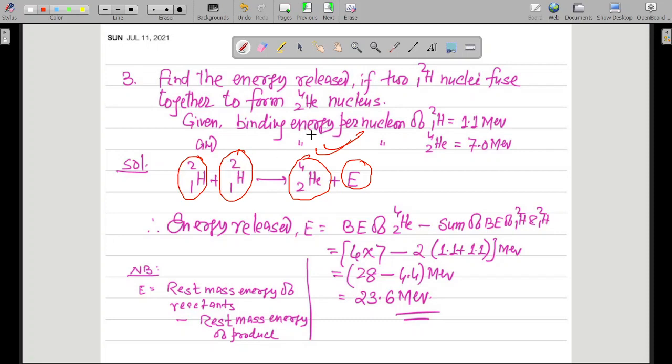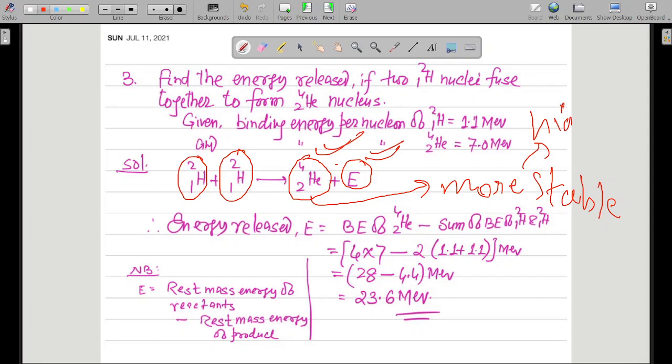As the energy is being released in this process, the right hand side product, that is He24, must be more stable. As He24 is more stable, it has higher binding energy, because the higher the binding energy, the more the stability. So He24 will have higher binding energy than two deuterium nuclei combined together. That's why from the product we are subtracting binding energy of reactant.